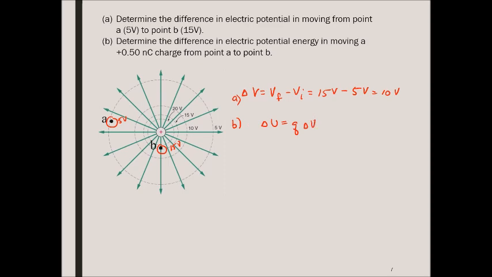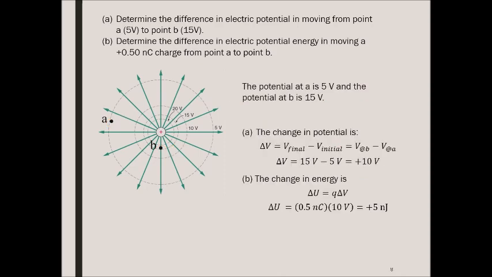And again, we have a half a nanocoulomb test charge. So we have plus 10 volts times the 0.5 times 10 to the negative 9th coulombs. Or since I'm going to want to give my answer in nanojoules anyway, I could just use the 0.5 nanocoulombs, and we get an answer of plus 5 nanojoules of energy required to make that move. Those are the answers nicely written out.